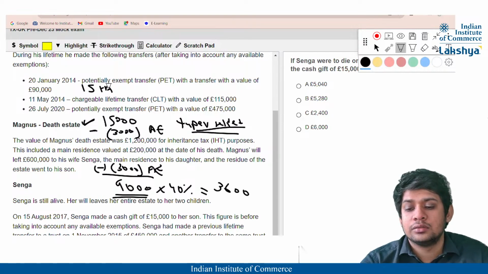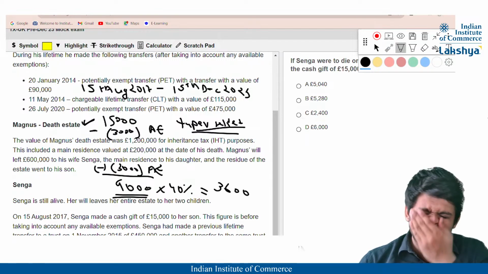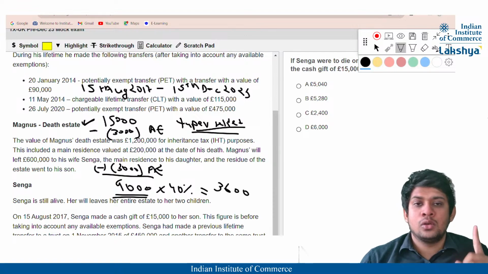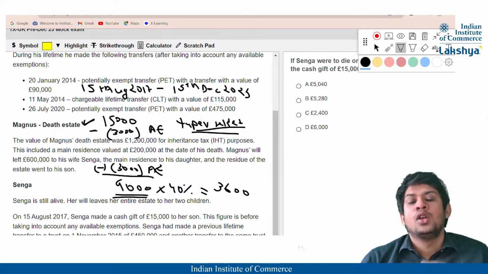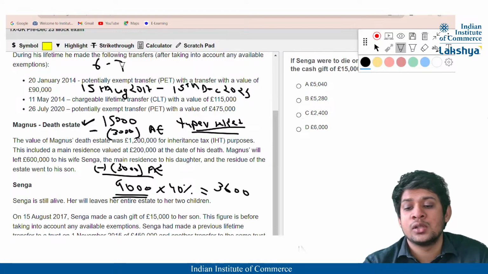15th August 2017, 15th December 2023. So how many years is this? August 2017 to 2018, 2019, 2020, 2021, 2022, 2023, right? 6 years, and also after that around 6 months. So it has surpassed 6 years, so it is within the category of 6 to 7 years for taper relief, right?